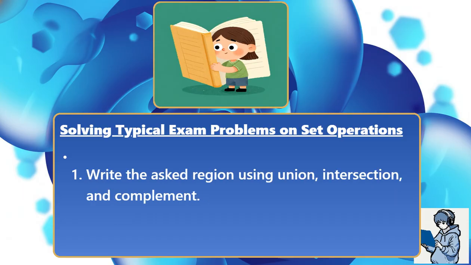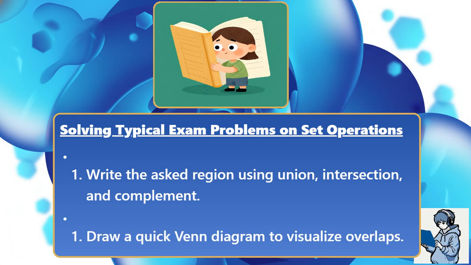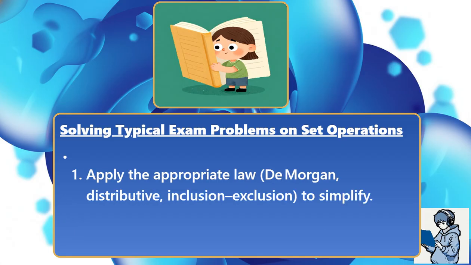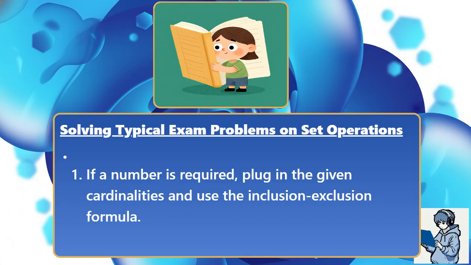3. Write the asked region using union, intersection, and complement. 4. Draw a quick Venn diagram to visualize overlaps. 5. Apply the appropriate law, De Morgan, distributive, inclusion-exclusion, to simplify. 6. If a number is required, plug in the given cardinalities and use the inclusion-exclusion formula.